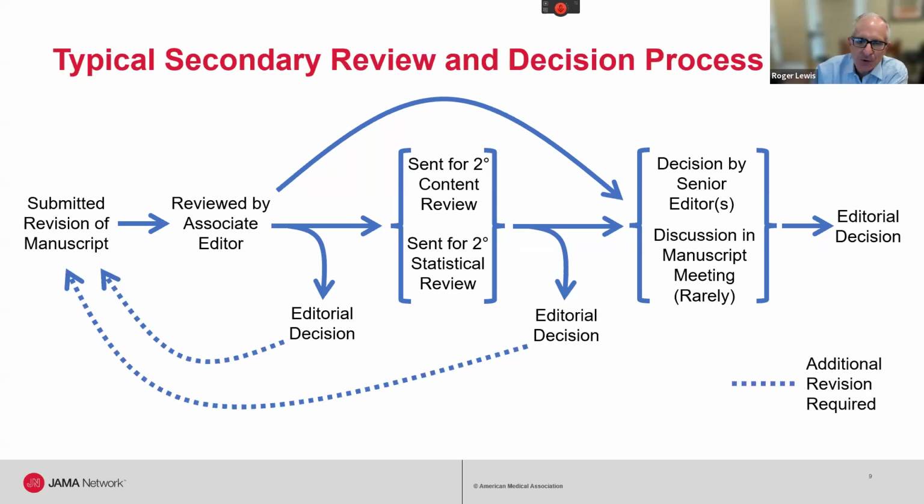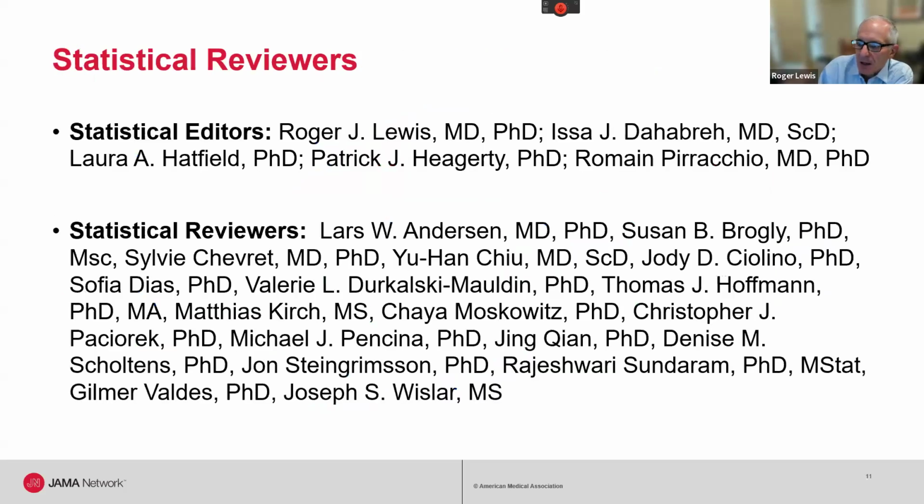Sometimes we ask for further revisions. We do try to minimize that, although often there's sort of wording changes we want to make sure that the authors agree are correct. Okay.